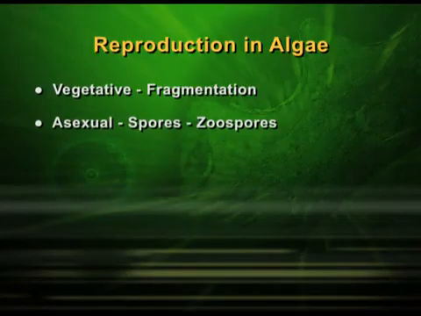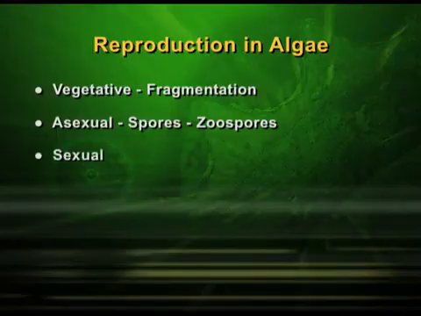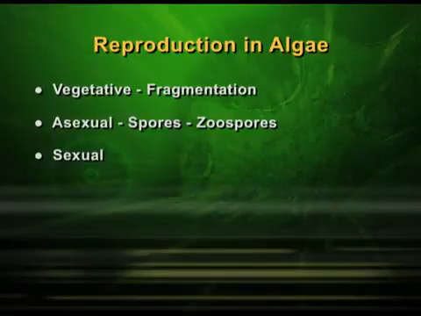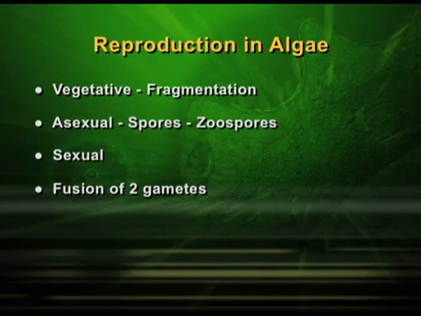They can also undergo asexual reproduction by producing spores, and these spores in this case are also known as zoospores. Then some algae can undergo sexual reproduction, and if it is sexual reproduction, then definitely gametes should be produced and there should be fusion of two gametes to produce another organism of the same kind.